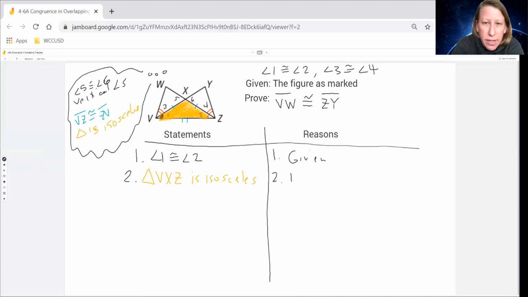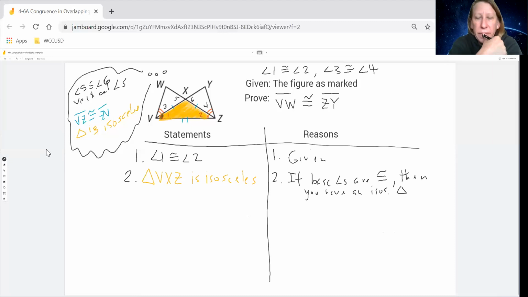It says that if base angles are congruent, then the sides opposite them are congruent, then you have an isosceles triangle. Okay.